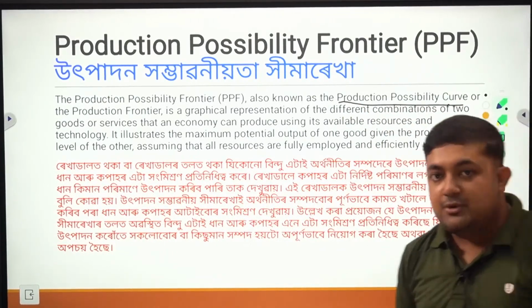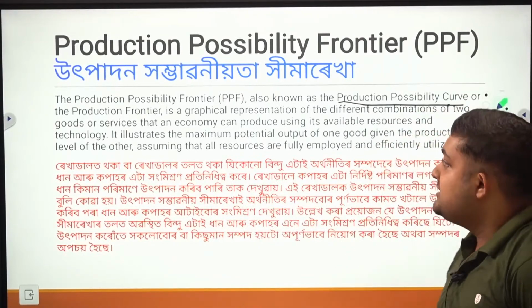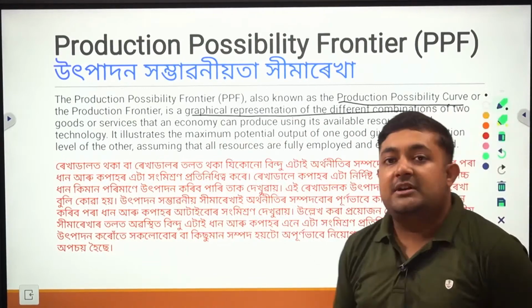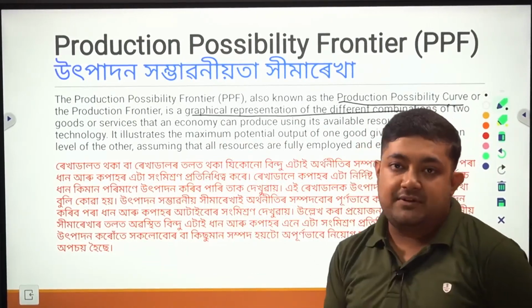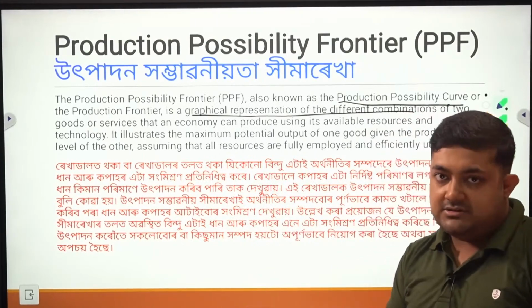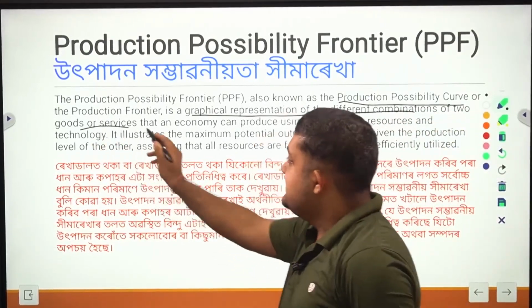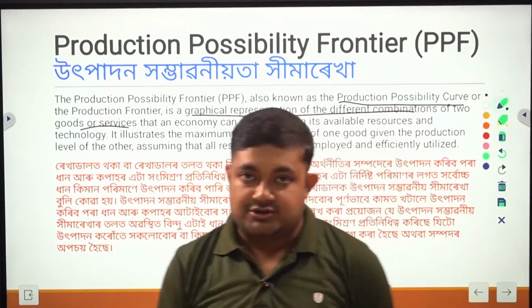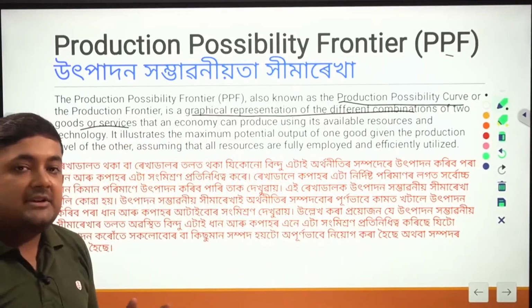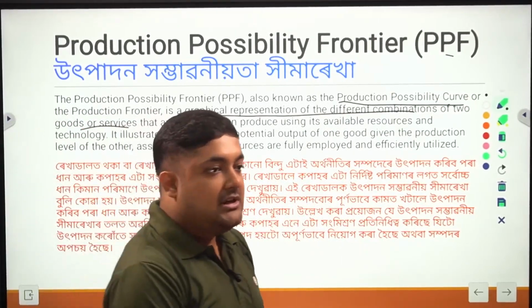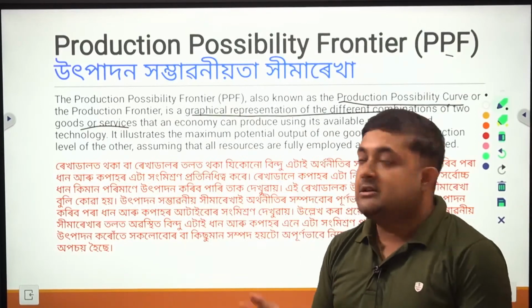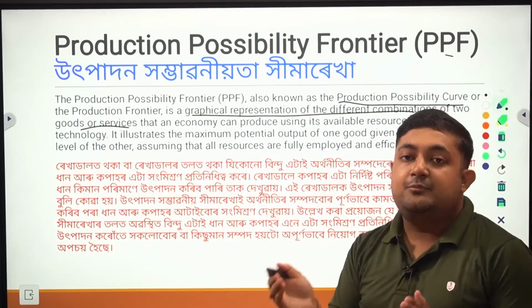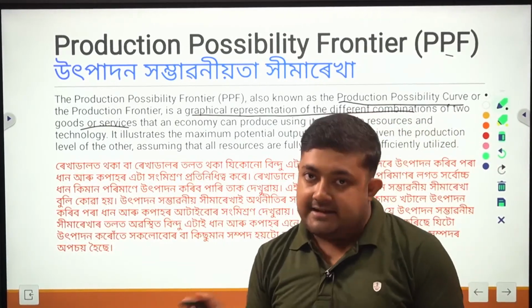Production possibility frontier, also known as production possibility curve, is a graphical representation of the different combinations of two goods or services that an economy can produce with its resources and technology. So very simple, it is a graphical representation of all possible combinations of two goods that an economy can produce with its resources and technology.